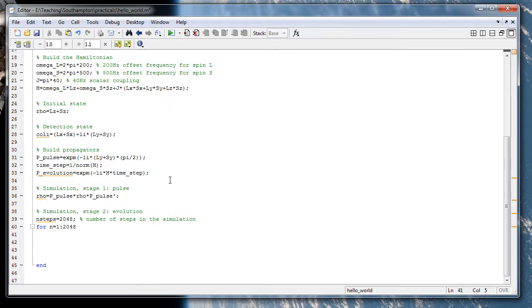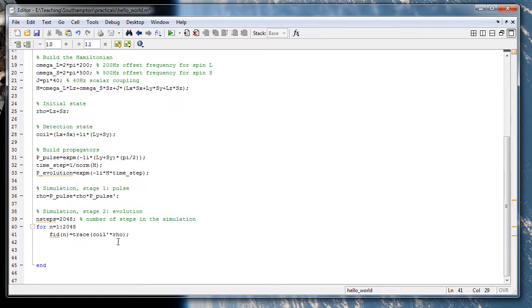So, well, FID M is detection, so trace of our detection state, coil. I made a typo here. Hermitian conjugate times rho. And that is the projection of our density matrix onto our detection state.